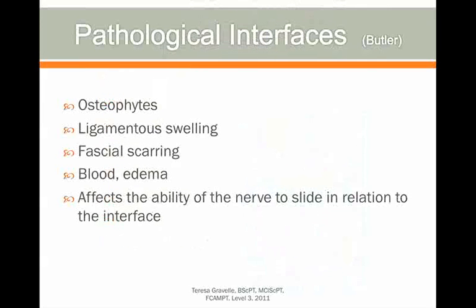Some examples of pathological interfaces are osteophytes, which can be found in any joint with osteoarthritis, any ligamentous swelling or scarring, fascial scarring, and blood and edema, which can be found post-traumatically in a joint or a muscle. All these factors will affect the ability of the nerve to slide in relation to the interface.